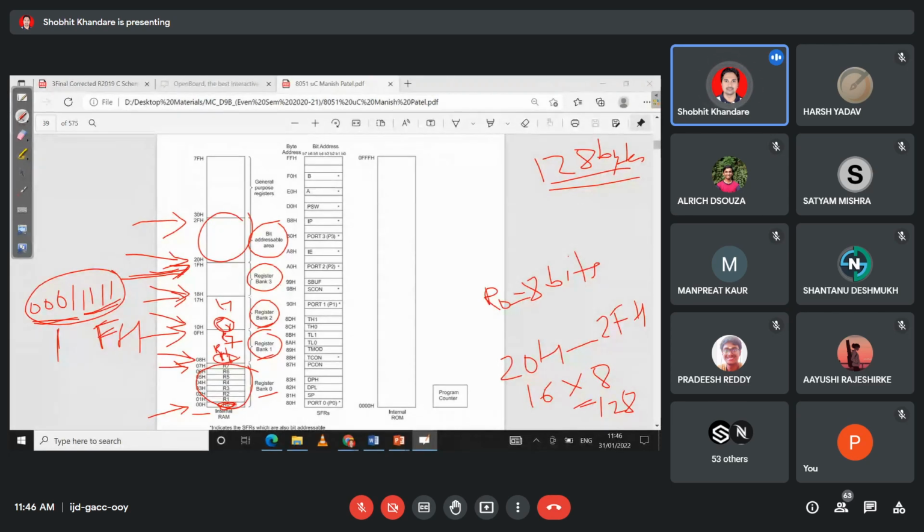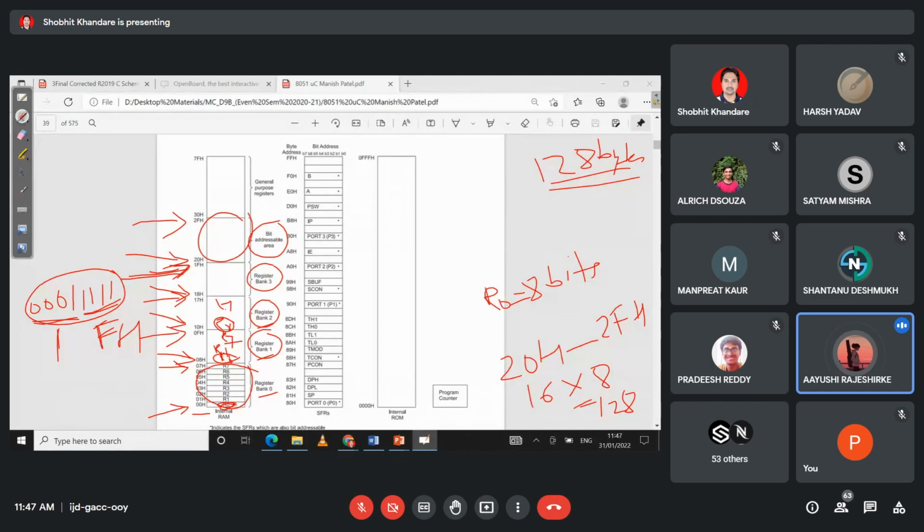It means there are total 16 bytes. Every byte is of 8 bits. So I can say 20H is 1 byte. Tell me the next address location after 20H. 21H, then 22H, then 23H, and so on, you will go till 2FH. So you are going from the first byte to the 16th byte. Is it clear to everyone?